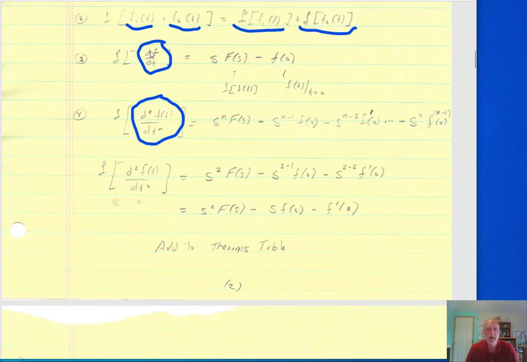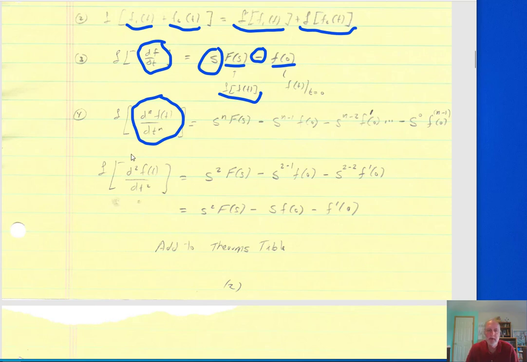The derivative df/dt, if you Laplace it, you get s times the Laplace of f. So it's important to realize that capital F here means the Laplace of little lowercase f of time. And then you get to add on this part here, you subtract off the initial condition, which is the function at time t equals 0.